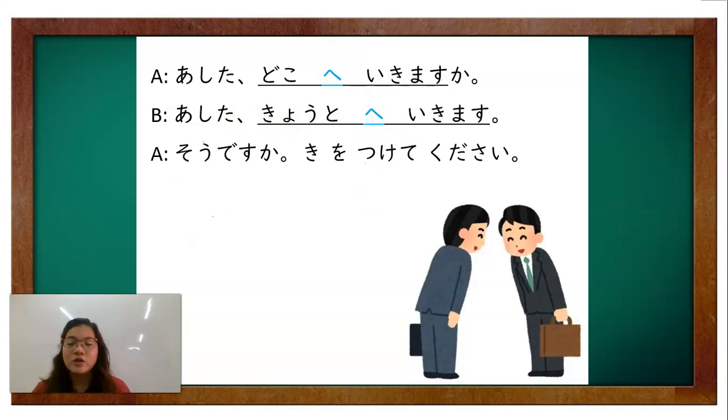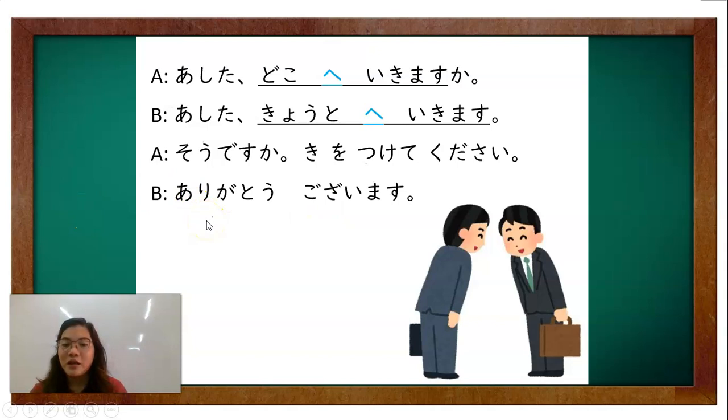So desu ka? Kiotsukete kudasai. Ganun ba? Ingat, or take care. Arigatou gozaimasu. Thank you. Okay? So now, let's have a practice in role-playing. For this, I will be A and you will be B. Ashita doko e ikimasu ka? So desu ka? Kiotsukete kudasai.